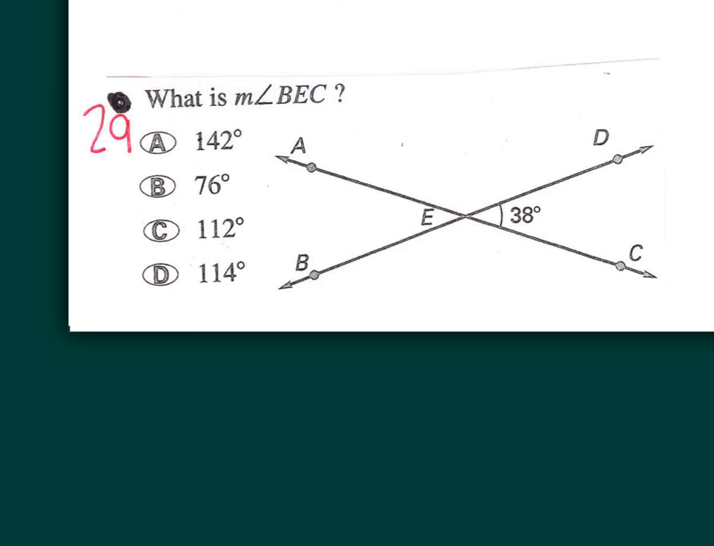Okay guys, number 29. Want to know what's the measurement of angle BEC? So that's going to be this large angle right here. How many degrees is he? Now remember, you got this dude over here that's 38. So together they're going to make a straight line. Okay, so you need to tell us what's the measurement of BEC. Is it A 142, B 76, C 112, or D 114?